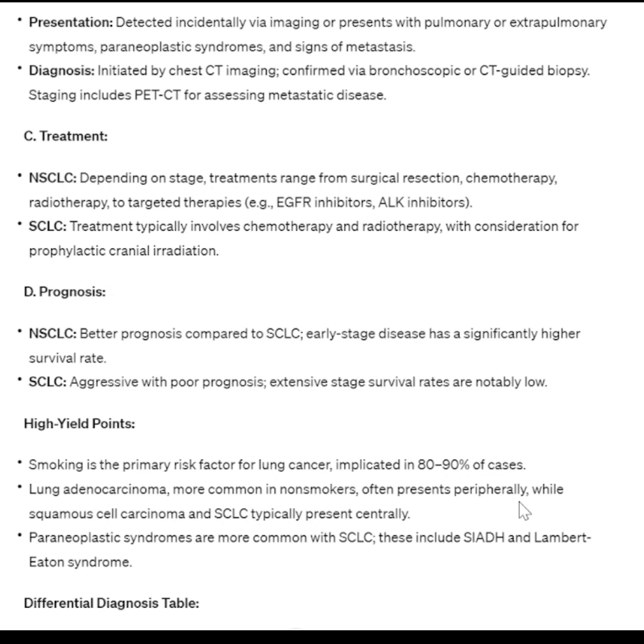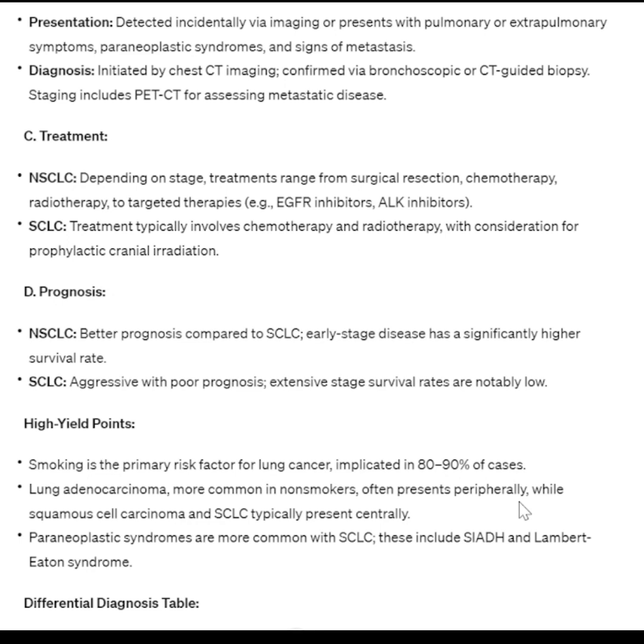C. Treatment. NSCLC: depending on stage, treatments range from surgical resection, chemotherapy, radiotherapy, to targeted therapies, EGFR inhibitors, ALK inhibitors. SCLC: treatment typically involves chemotherapy and radiotherapy with consideration for prophylactic cranial irradiation. D. Prognosis. NSCLC: better prognosis compared to SCLC. Early stage disease has a significantly higher survival rate. SCLC: aggressive with poor prognosis, extensive stage survival rates are notably low.